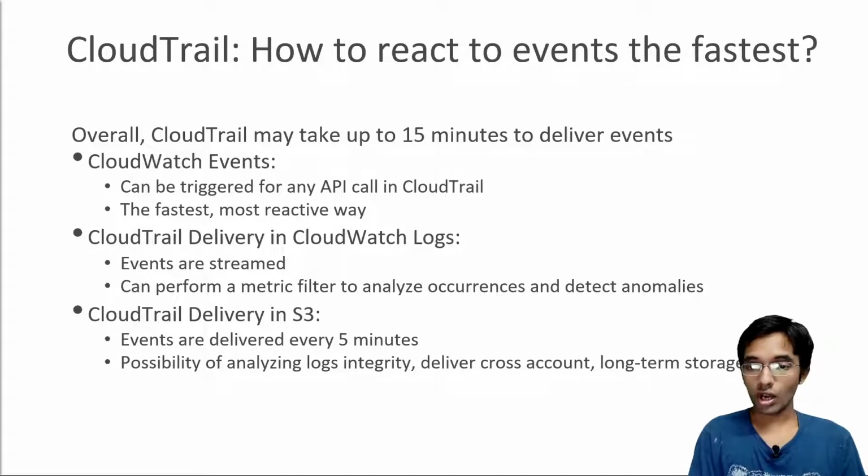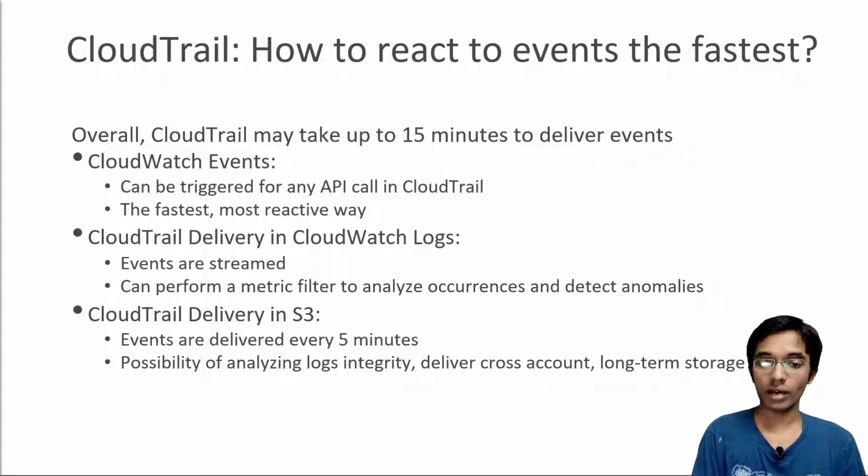So if you do CloudTrail delivery in CloudWatch Logs, the events are going to be streamed, but there may be some time before they are delivered. And here we can create a metric filter, not only for one event, where CloudWatch Events does fine-tuning, but you can also set up a metric filter to analyze occurrences and detect anomalies. And so you are maybe looking for many events at the same time. So this is more powerful.